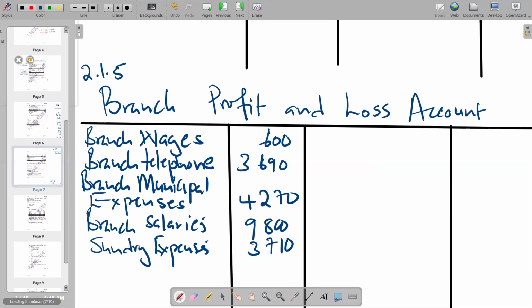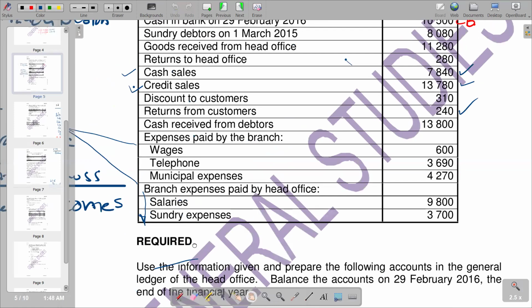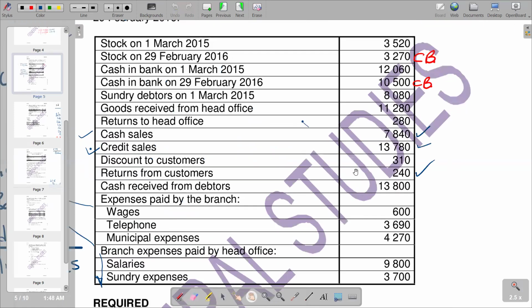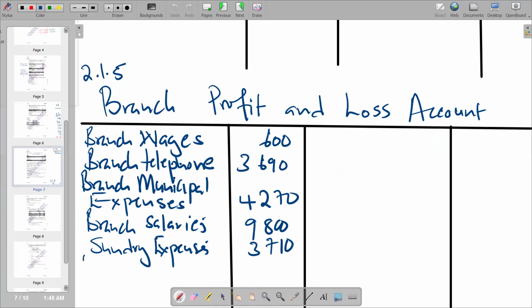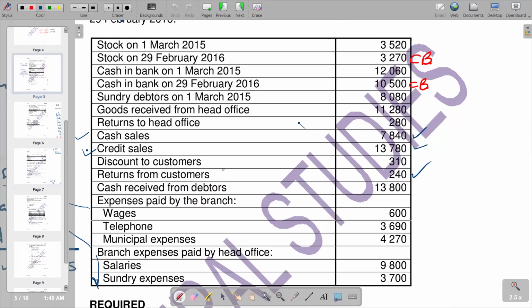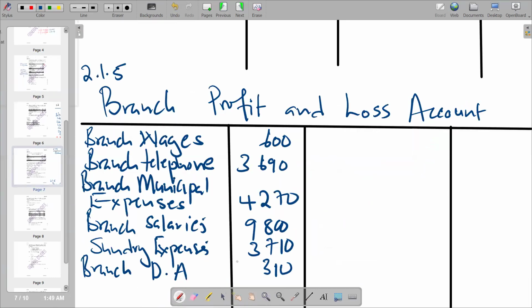Remember, if you go back to the question, you're going to see that we also have the issue of discount to customers 310. This is a discount allowed, and it's an expense. It's also supposed to be on the debit side of the branch profit and loss. So we come in, we say branch discount allowed 310. Well, we have 310. Right? So from there, we can now go back.